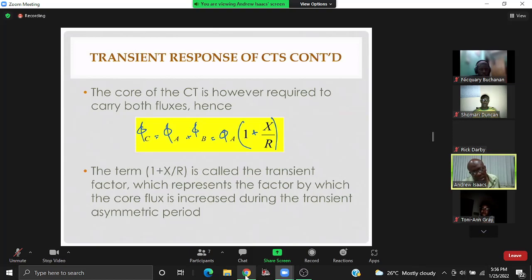All right, so you get the reactance, but you get the X to R ratio. So you never need to consider the X to R ratio in determining the size of the CT that you are going to use as part of the system for protection.